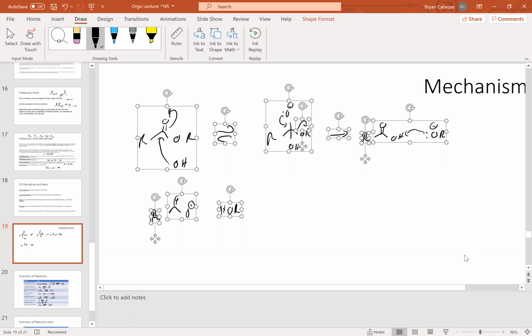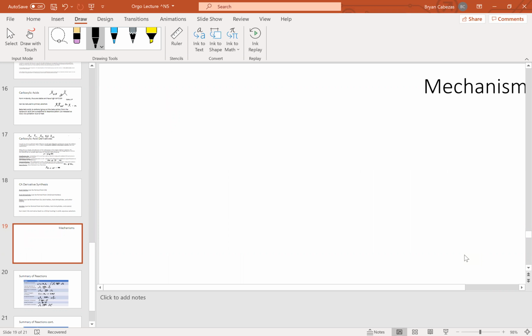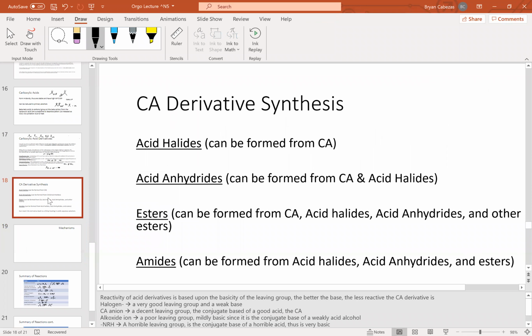All right, next, let's talk about your carboxylic acid derivative synthesis. So we have different carboxylic acid derivatives. Of course, we have your acid halides, acid anhydrides, esters, and amides. So you can make all of these from your carboxylic acid, right? Except for amides, but we'll talk about that.